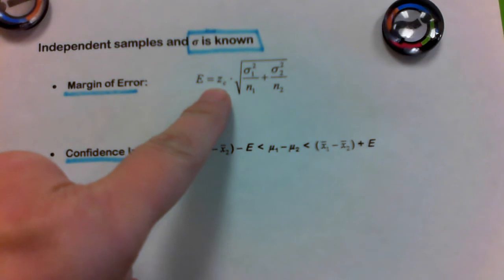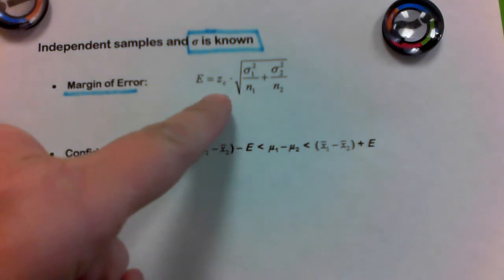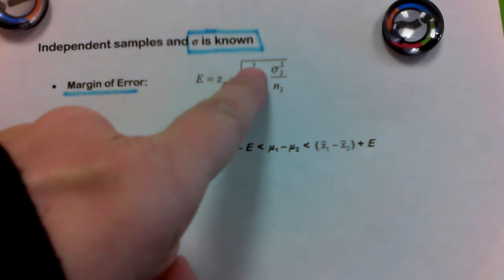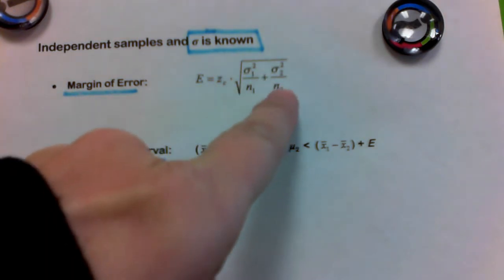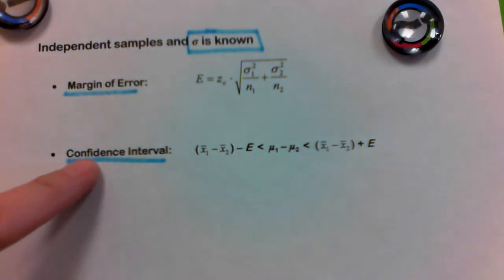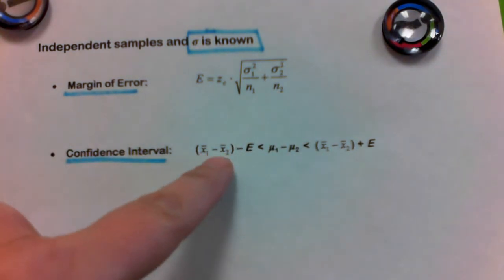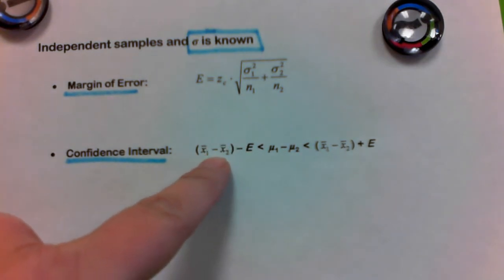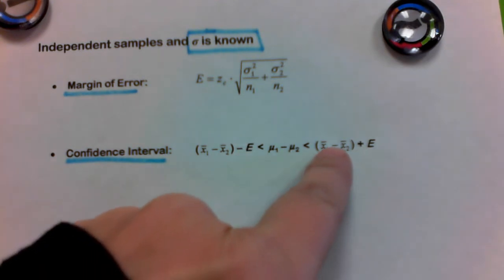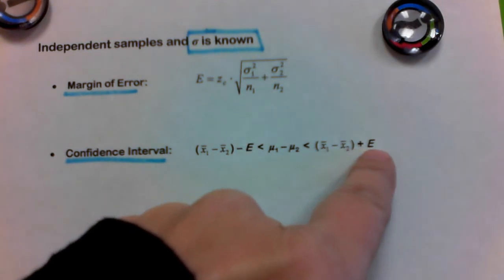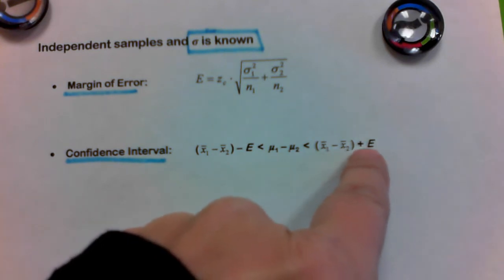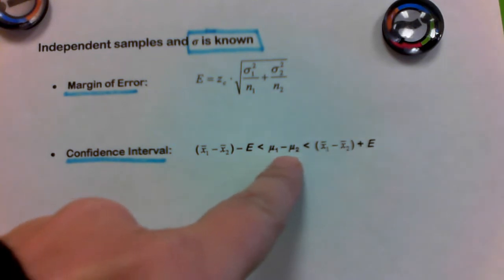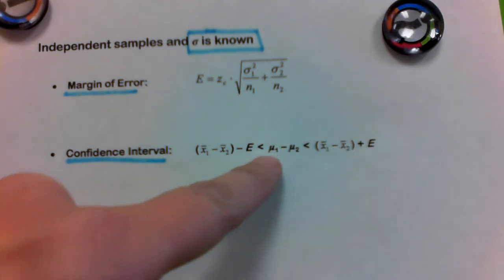Notice it's z sub c, and now my margin of error formula is times the square root of sigma 1 squared over n1 plus sigma 2 squared over n2. And then notice how the confidence interval changes. It was x bar minus e, but now we have two x bars. So it's x bar 1 minus x bar 2 minus e, and it's x bar 1 minus x bar 2 plus e. So be careful, don't put a plus here because it's on the plus e side. You still take x bar 1 minus x bar 2, and we are estimating the difference of the mu's.